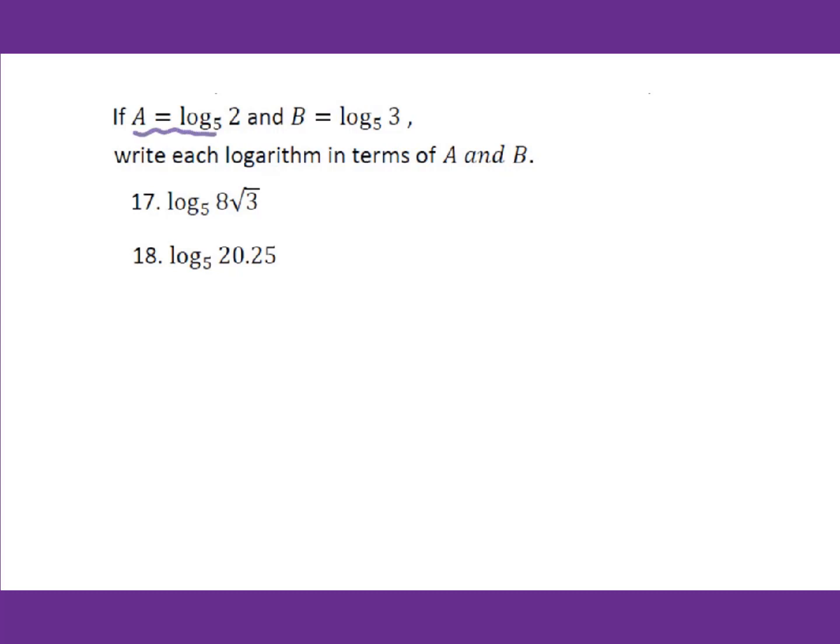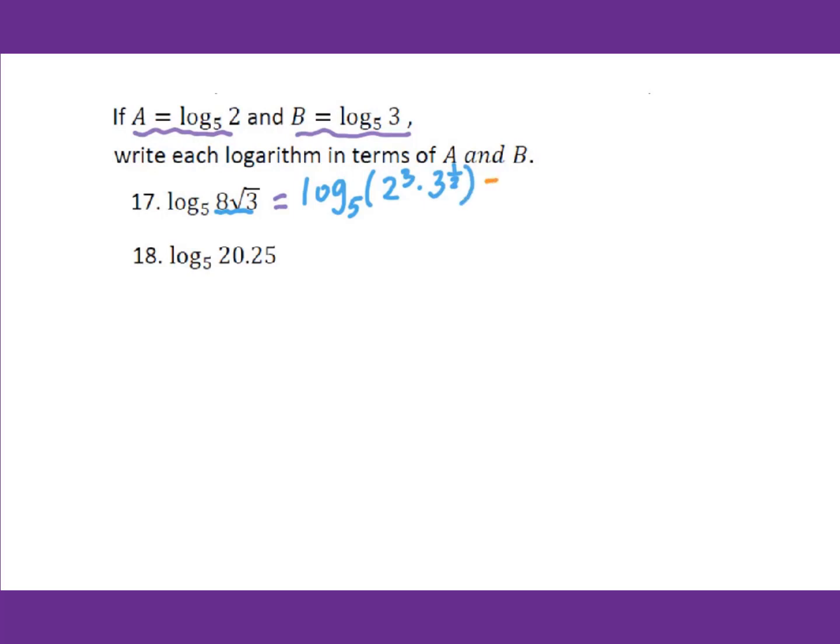Suppose a equals log base 5 of 2 and b equals log base 5 of 3. Write each logarithm in terms of a and b. You are supposed to change each argument into 2 to the what power or 3 to the what power. For example, like log base 5 of 8, I can do 2 to the 3rd power times 3 to the 1/2 power.